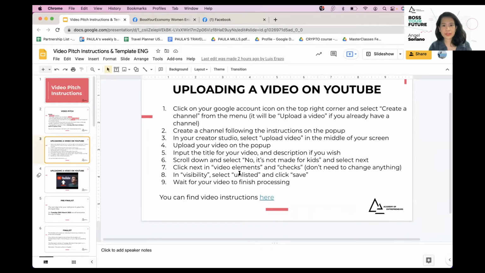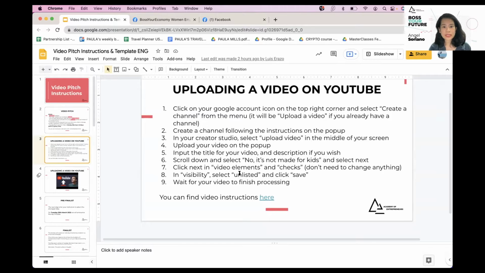So to upload a video on YouTube, just click on your Google account icon on the right corner and select create a channel from the menu. It will give you an option to upload a video if you already have a channel. If you don't have a YouTube account, you need to create your own YouTube account. Like in number 2, it says create a channel following the instructions on the pop-up. So in your creator studio, just upload a video in the middle of your screen, upload your video on the pop-up, input the title of your video and the description if you wish.